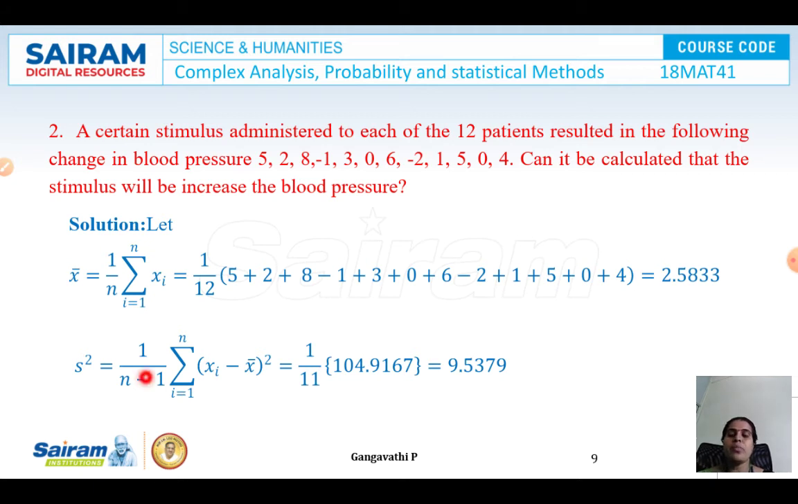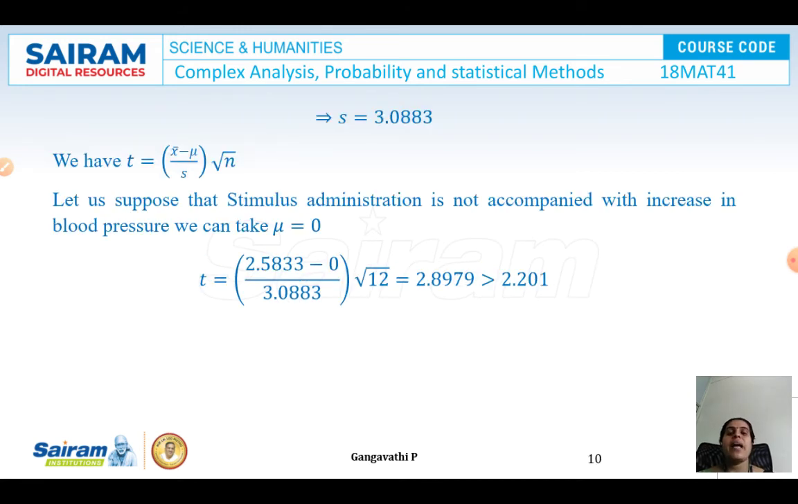So S square is obtained by 1 by n minus 1 summation i varies from 1 to n, xi minus x bar whole square. So n here is 12, 12 minus 1 is 11. When we simplify this, x bar value is 2.58. So x1 minus 2.58 whole square, x2 minus 2.58 whole square, likewise till x12 minus 2.58 whole square gives us this value, and on simplifying we get s square as 9.5379, which implies s is equal to 3.0833.